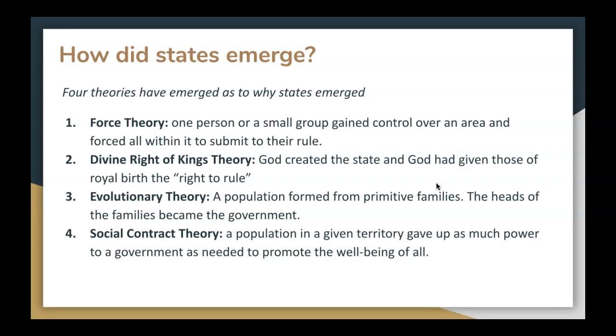Evolutionary theory. A population formed from primitive families first, and then the heads of these families became government. This theory subscribes to the thought that government evolved from original families, and then over time, those people emerged as heads of government. And the social contract theory, which is the belief that a population in a given territory gave up as much power to a government as needed to promote the well-being of all. This theory basically subscribes to the school of thought that people realized that in order for society to function, they needed to give a little and take a little from government to make a society function.